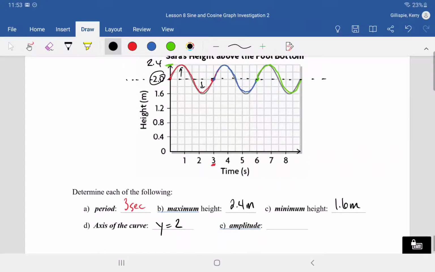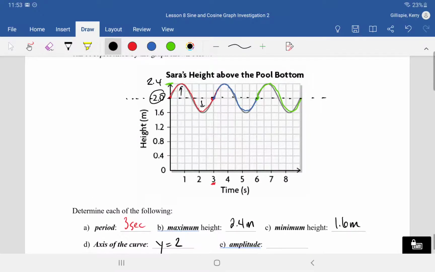And then our amplitude is that distance that she goes up and down from the axis. So notice she has a distance of 0.4 up, and a distance of 0.4 down. So this amplitude is 0.4.